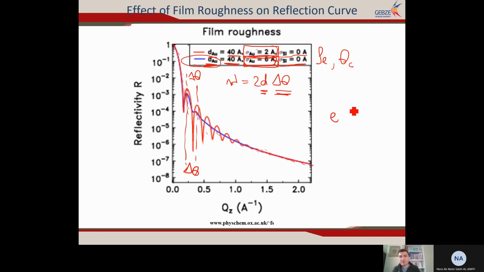And remember this formula, Q squared sigma squared over 2. So we have some certain roughness, and at higher angles, at higher Q values, at higher theta values, this term becomes very dominant, and then you can completely lose the amplitude of the oscillations.